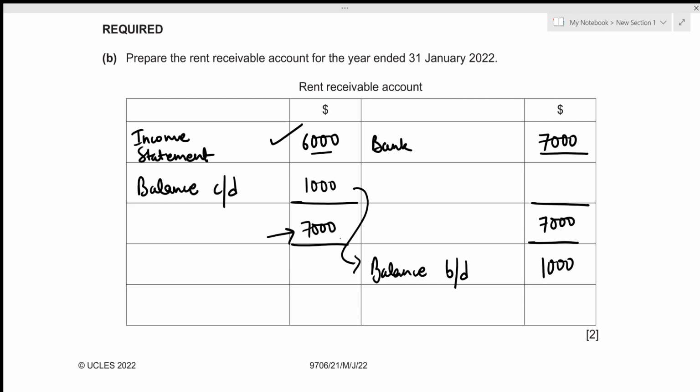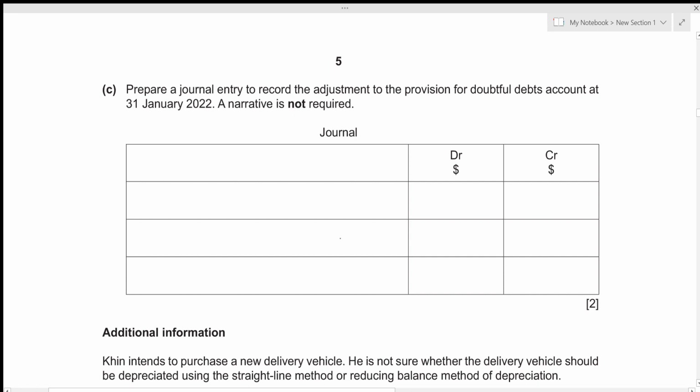Now we can move towards the third one. We now need to prepare a journal entry to record the adjustment to the provision for doubtful debts account at 31st January 2022. So at 31st January 2022, we just compare our opening provision to the closing provision and figure out whether there is an increase or a decrease, right? And in this particular case, we figured out that there was a decrease in the provision for doubtful debts, which acted as an income to our income statement, right? So since we recorded this decrease in the provision for doubtful debts as an income in the income statement, it will be represented in our journal on the credit side as the income received, right? Let's write it down. So that's income statement.